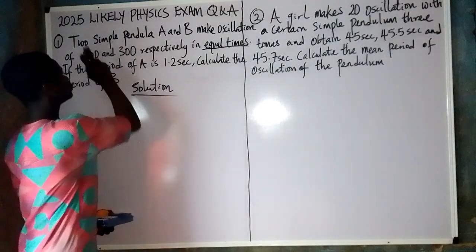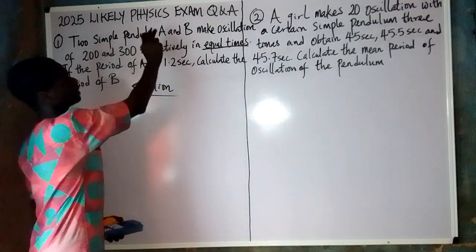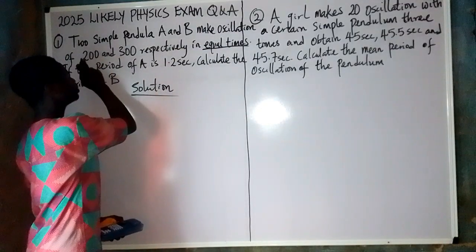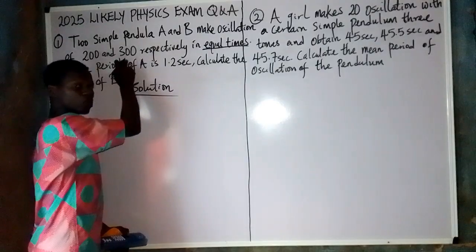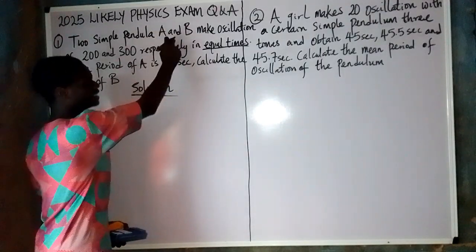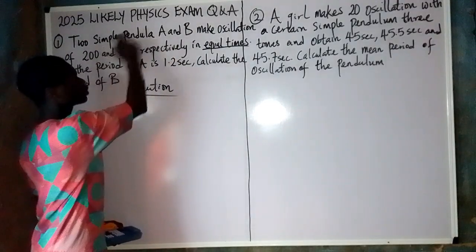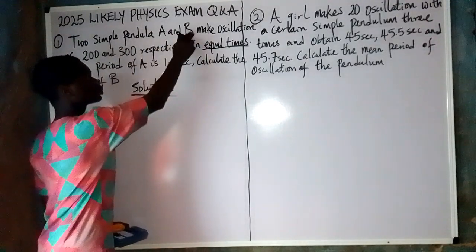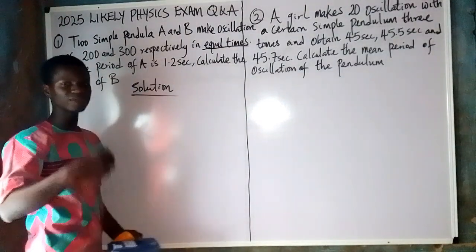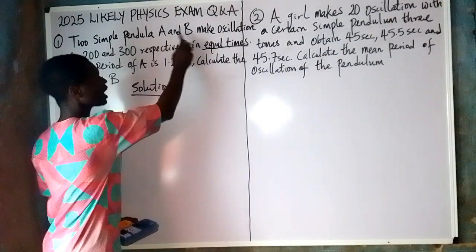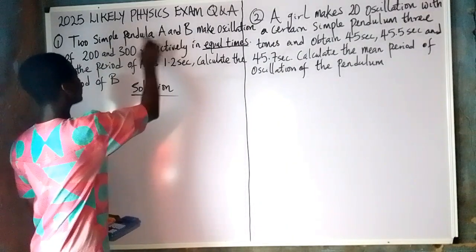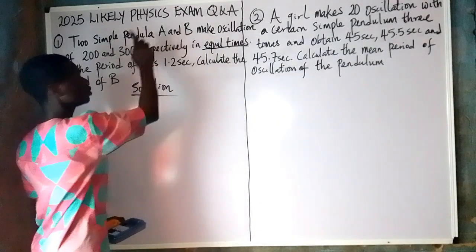They said two simple pendula A and B make oscillations of 200 and 300 respectively. So if it was written as A and B, it means that 200 goes to A, 300 goes to B. That is what respectively means here. When they say respectively, the order in which they arrange this is the order the others will follow. So A to 200, B to 300.